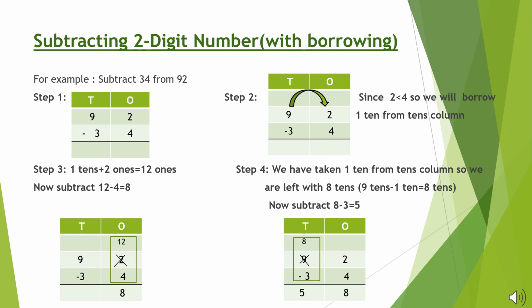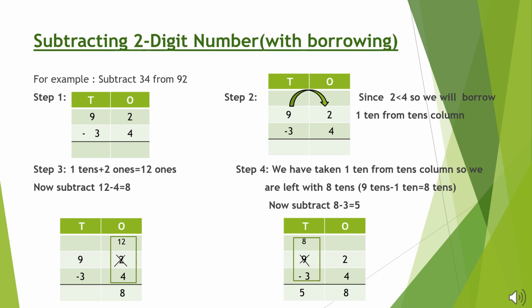Then, this 1 ten and the 2 ones which we already have will result in 12. Now, we will subtract 4 from 12. 12 minus 4 is equal to 8. This 8 has to be written under the ones column. Now, we will move to the tens column. Here, as we already know, 9 has given its 1 ten to the ones column. We are left with 9 minus 1 is equal to 8 tens.